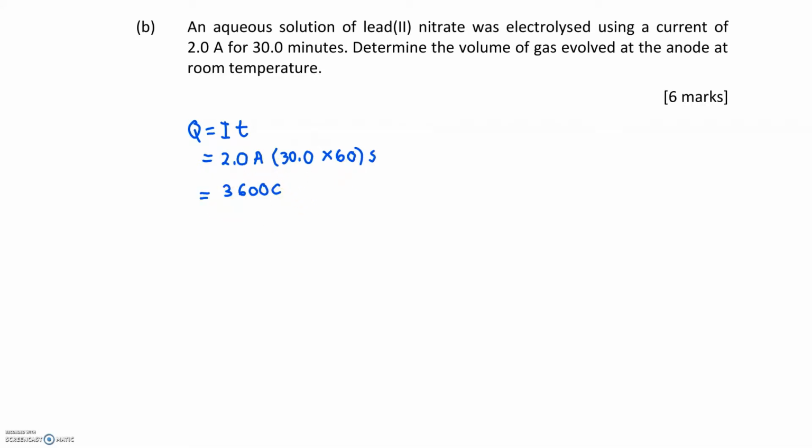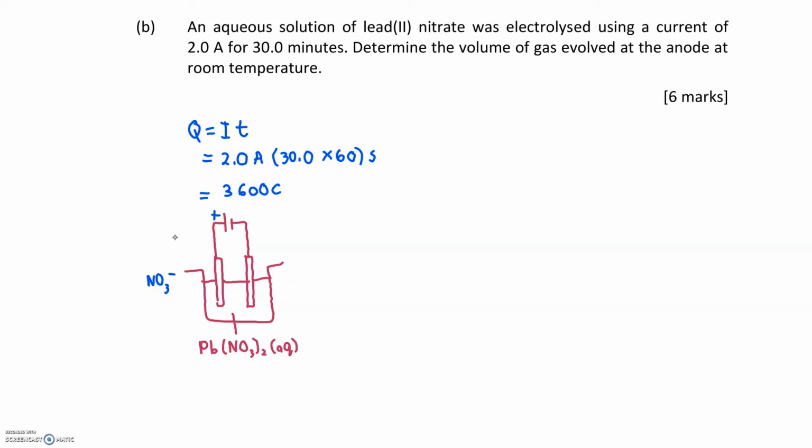So now we have to determine what is the gas that will form at the anode. From the question, we know that we have an electrolyte of aqueous solution of lead(II) nitrate. We want to look at the anode. The anode will be the electrode that is connected to the positive terminal of the power supply. So the positive electrode will attract negative ions, which is the nitrate ion NO3-, and also water molecules.